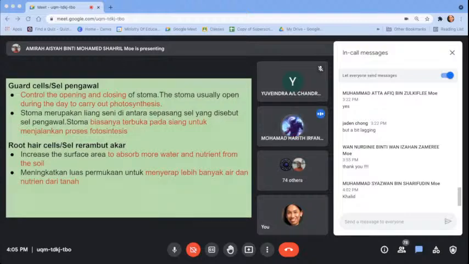Seterusnya, sel pengawal. Stoma merupakan liang seni di antara sepasang sel yang disebut sel pengawal. Stoma biasanya terbuka pada siang untuk menjalankan proses fotosintesis. Seterusnya, sel rambut akar meningkatkan luas permukaan untuk menyerap lebih banyak air dan nutrien dari tanah.